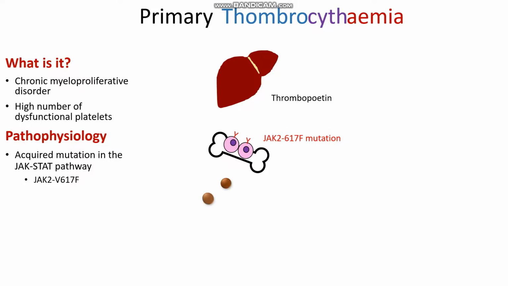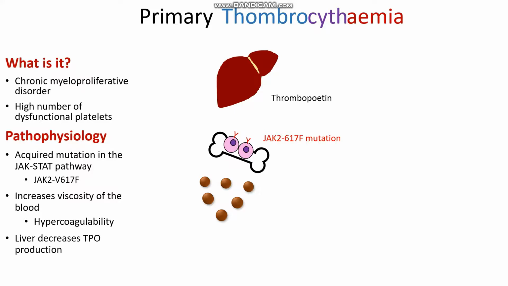meaning that our cells haphazardly divide into platelets that we really don't need, increasing the viscosity of our blood and leaving us more likely to clot in a hypercoagulable state. As a result, our liver detects this and turns down the amount of thrombopoietin that it's going to produce. So again, a very similar picture to the one that we saw last time.